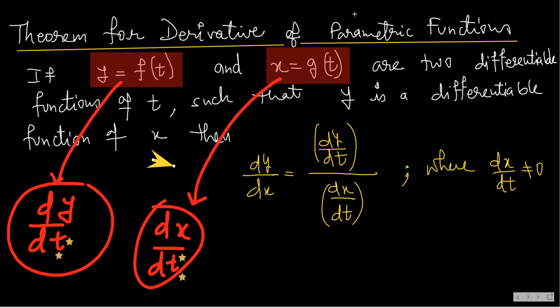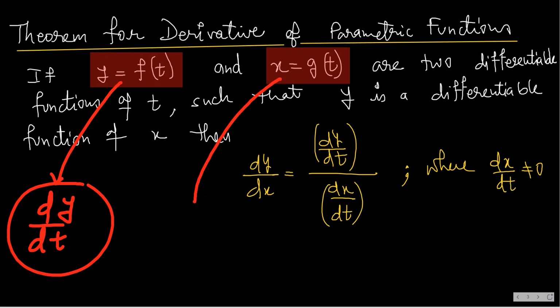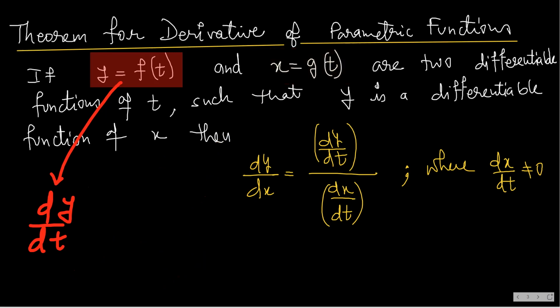That is what the theory is saying. For getting dy by dx, you will divide dy by dt by dx by dt. And why is this happening? Why is this possible? It is possible because y and x both are functions of the same variable. They both depend on t only, and they are both differentiable functions of t.